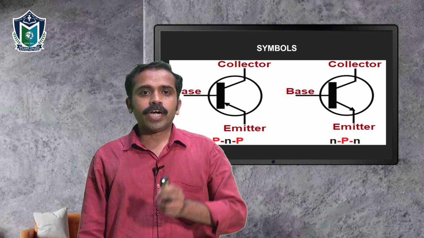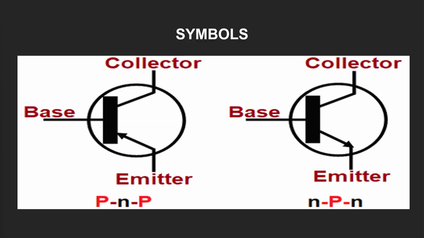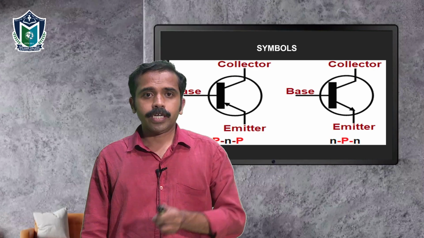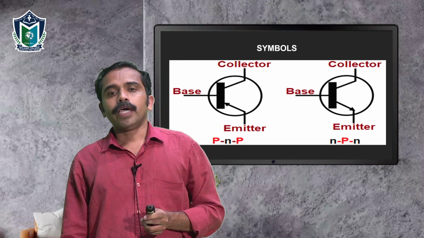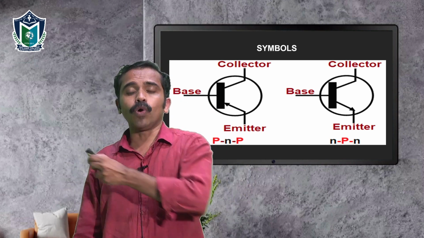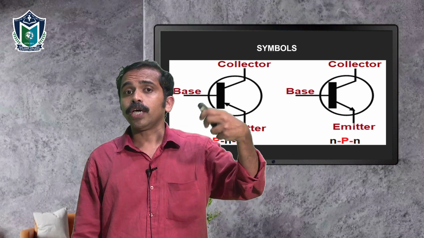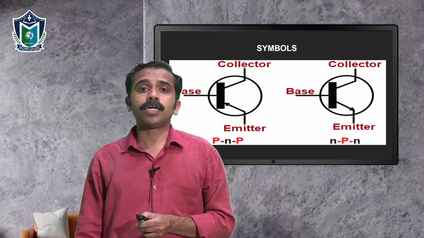In the symbol, you can see a separate terminal as base, but the collector and emitter terminals almost look alike. We can differentiate emitter terminal from the arrow mark, and we can also differentiate the symbols of PNP and NPN from the direction of arrow mark. In case of PNP transistor, the arrow mark is inward, but in case of NPN transistor, it is outward. This direction is actually analogous to the direction of current in the transistors.